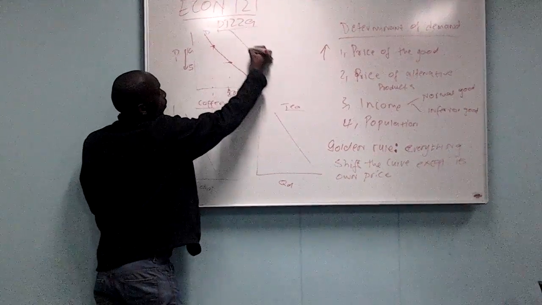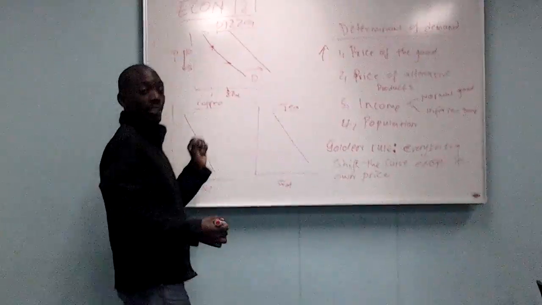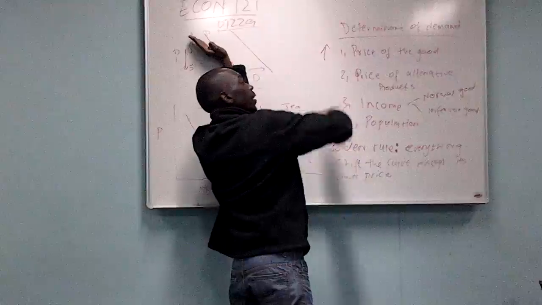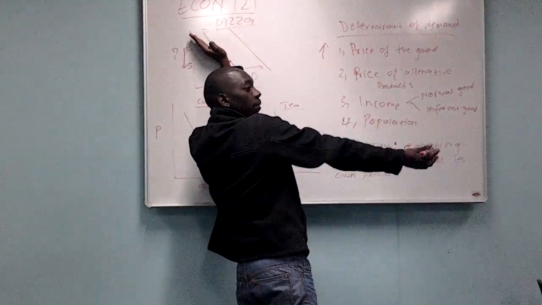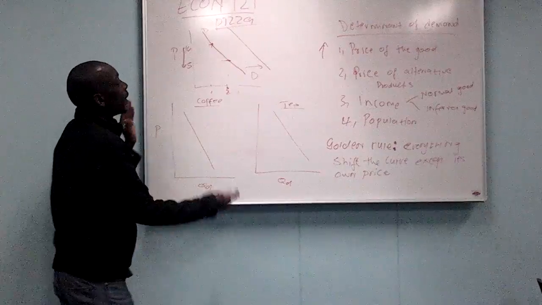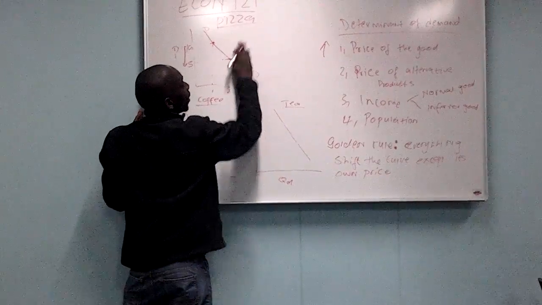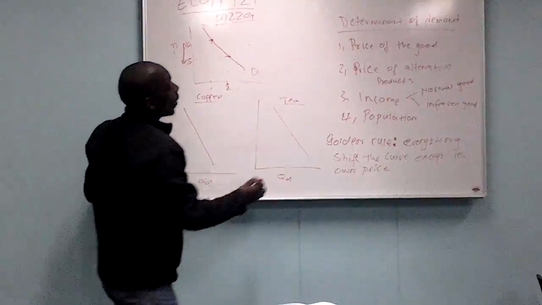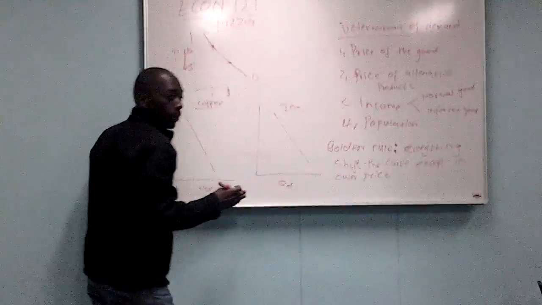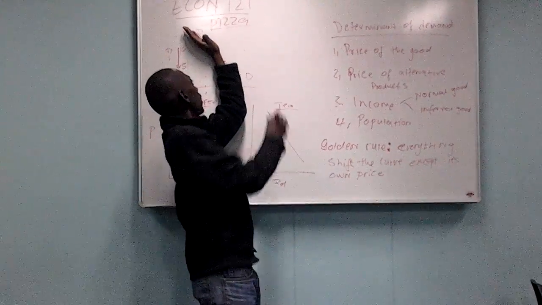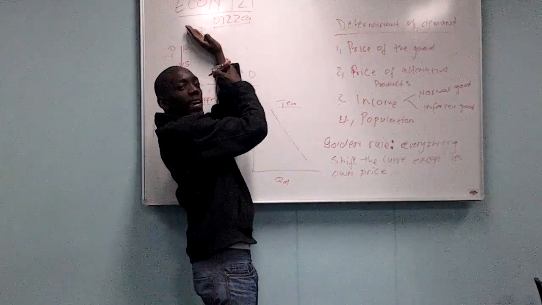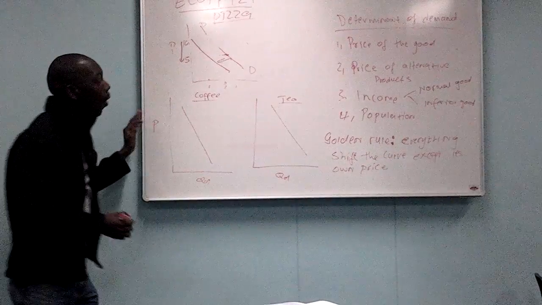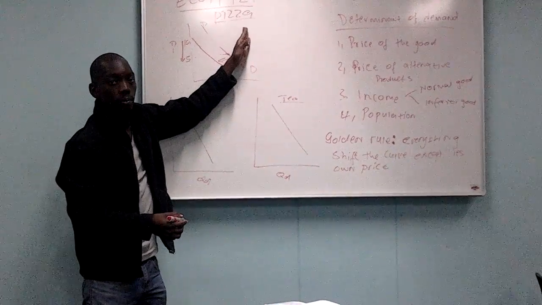So it shifts to the right. How do you know that this is the right? You always place your hand here. And then which one is the right? This side. So it shifts to the right. But then if it was a decrease in income, you still put your hand here, but then you move to the left. So you affect it negatively. So you move it to the left. Only on a normal good.